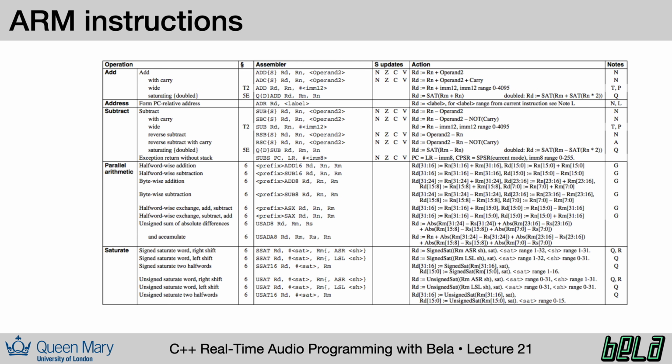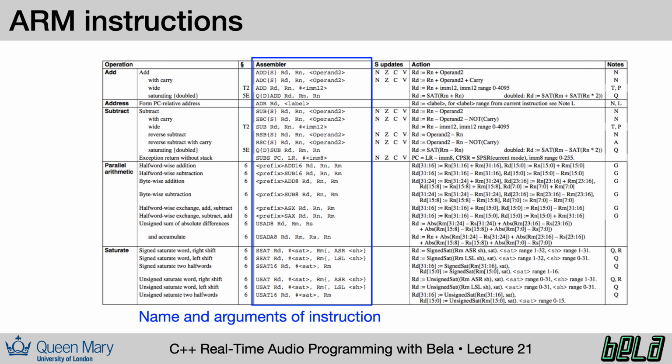Let's take a look at a few of those instructions. Here we have a table of different assembly language instructions and their syntax. In this middle column, we can see the name of the instruction and the arguments that we pass to it. And in the right column, we see what the instruction actually does. So for example, the top row of the table, we see a set of add instructions. We have one instruction, which is add, ADD, and we have another instruction, add with carry, ADC. Each of these is a different assembly language instruction.